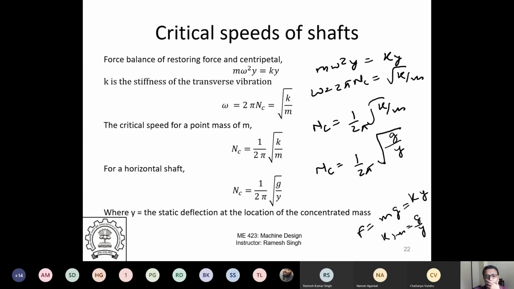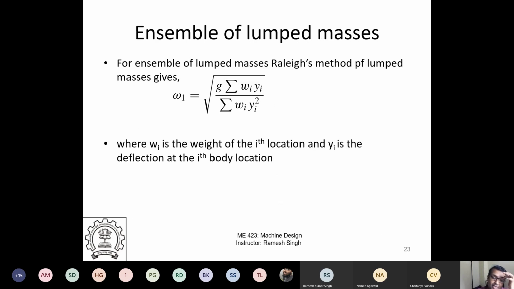The gravity divided by y will give the natural frequency. This is one way to understand what will be the static deflection under the concentrated mass. So this y is the deflection under the concentrated mass. Then you will be able to find out this. So there is another method called Rayleigh's method.